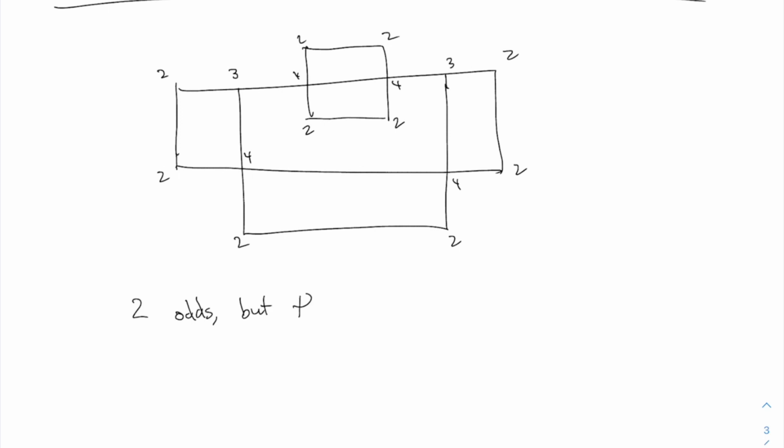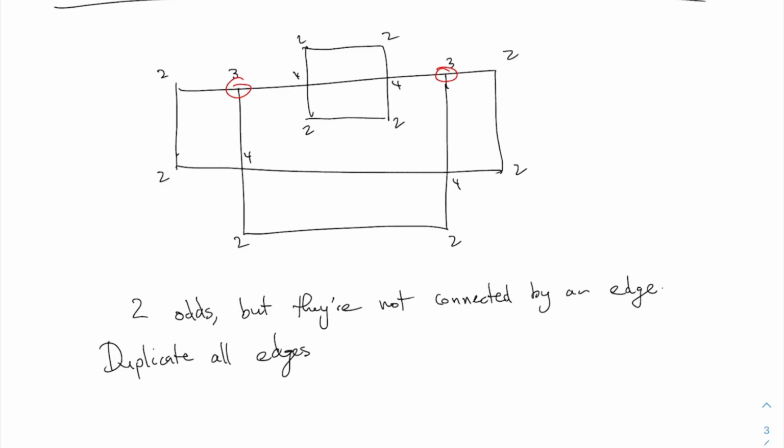but they're not connected by an edge, right? They're kind of like far apart from each other in this graph. One is over here, and one is all the way over here. So you cannot just double an edge between these because there isn't just one edge. That means you're going to have to duplicate several edges. They're not connected by an edge. What you have to do here is duplicate all edges along a path connecting them.